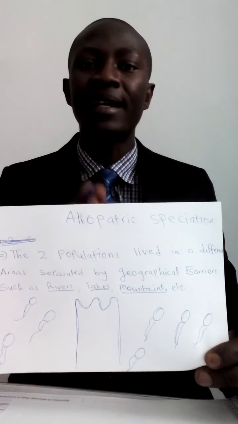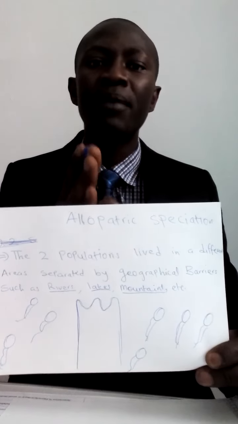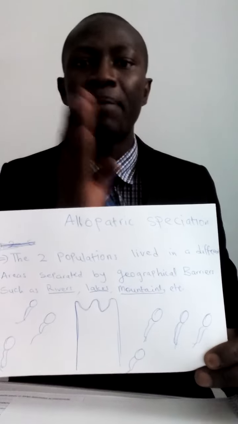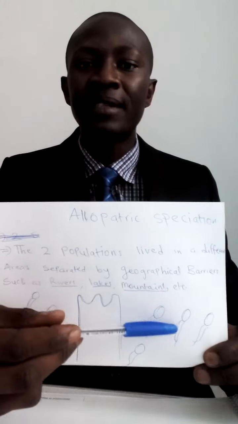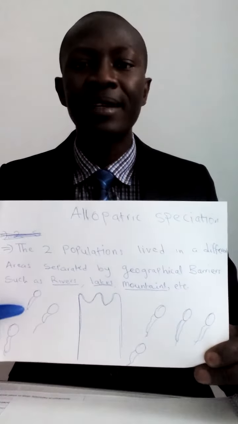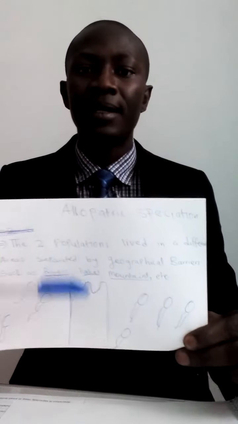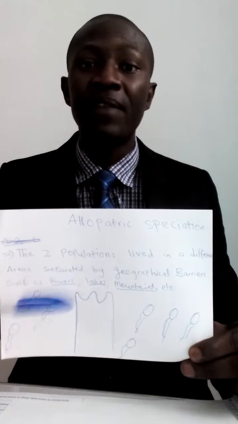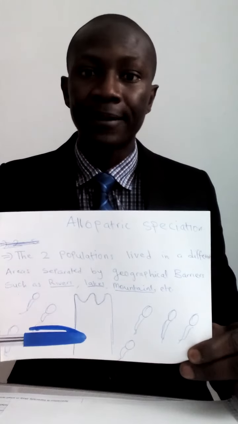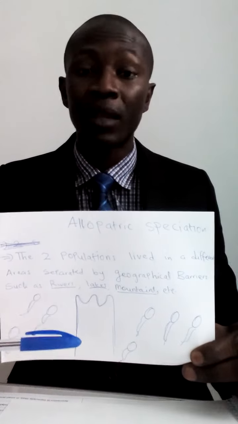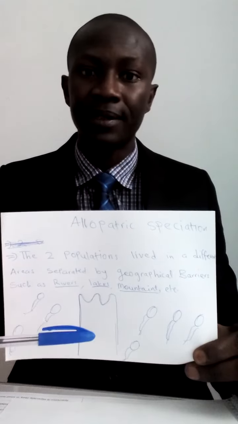If they remain like this for a long period of time, the two populations become completely distinct. They become different species, because even if these members happen to meet those members after a long period of isolation by this geographical barrier, the two cannot mate anymore. And even if they mate, they cannot produce a viable or fertile offspring. So immediately that happens, they become different species.